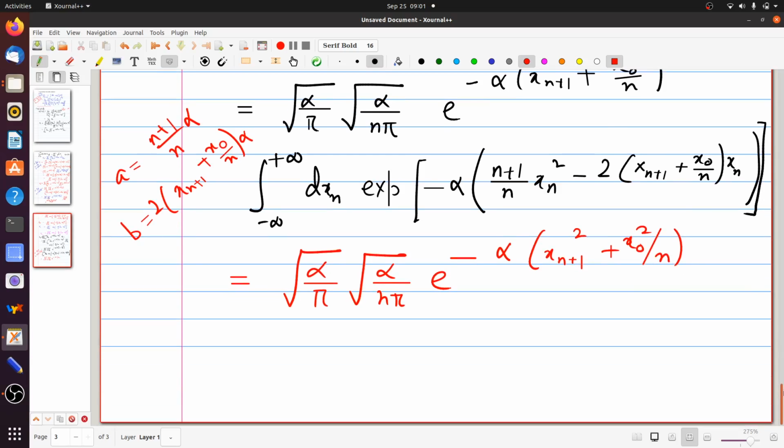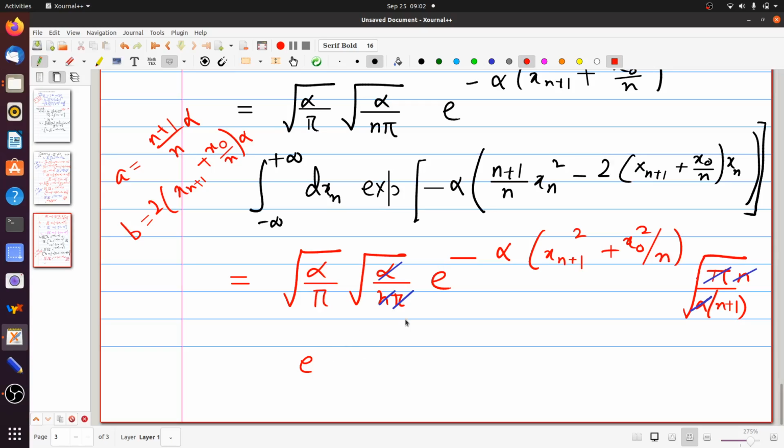Now comes the result of the Gaussian integration. Root over pi by alpha, n plus 1 by n, so the n goes up there. And we are already seeing glimmers of hope, because what we can see is this alpha n pi cancels out, and you are left with root over alpha by pi n plus 1, which of course is great, because that's exactly what you would expect in the next step of the formula.